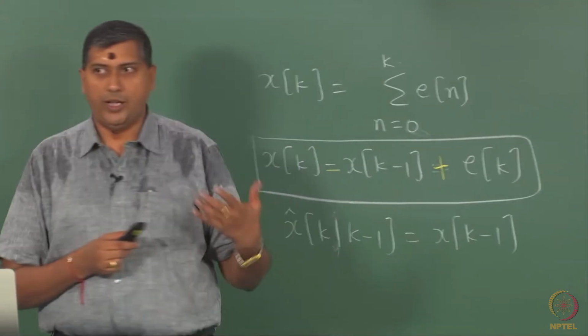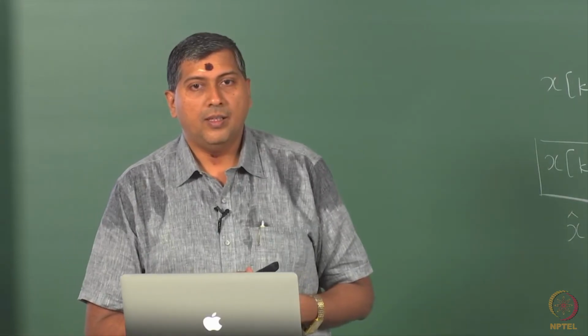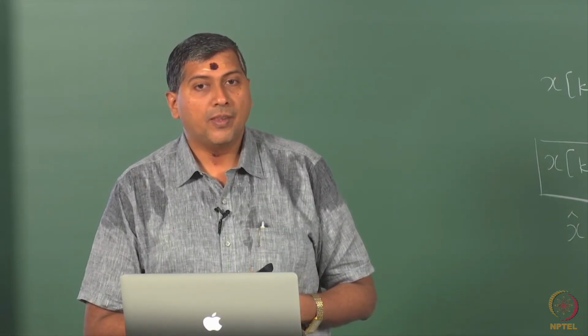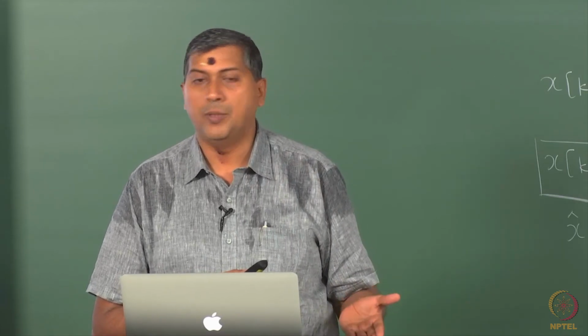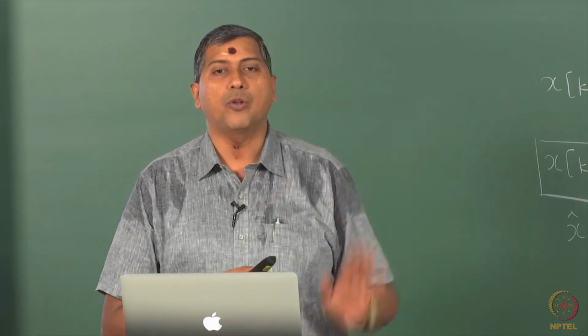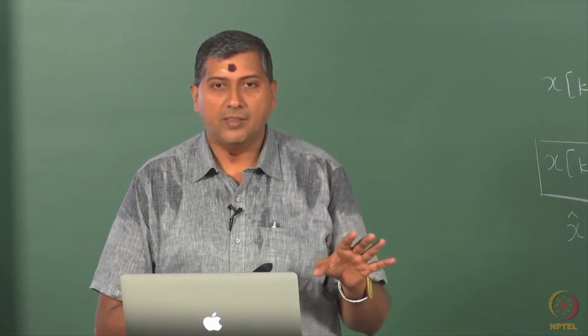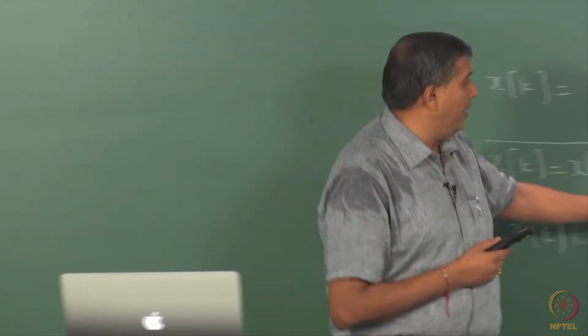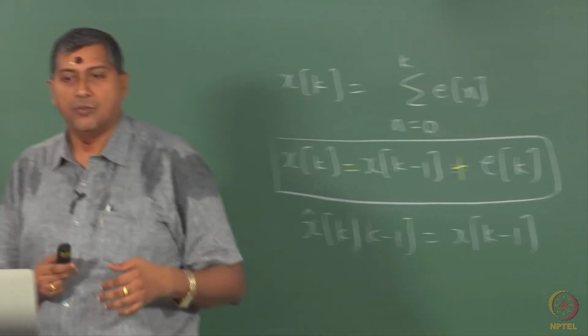Why is that so qualitatively? Correct. Because Ek is unpredictable by definition. What do we mean by unpredictable? Given any amount of history of Ek, the prediction of Ek is the mean itself. Typically, these Eks are assumed to be 0 mean. So, the best prediction is the previous value itself.